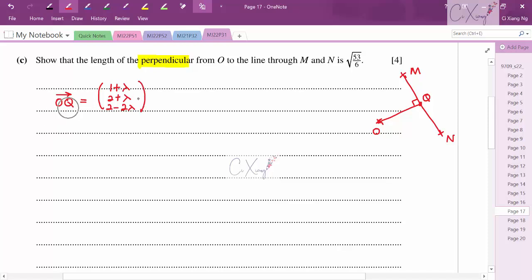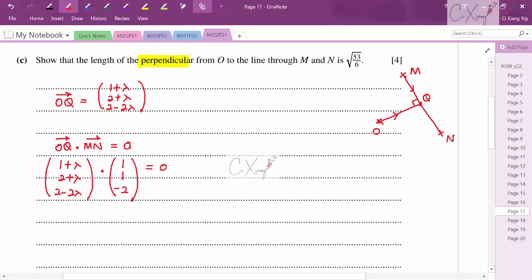To get the modulus of OQ, at first I need to know lambda. So how can we find lambda? From here, we know that the direction of OQ and MN are perpendicular to each other. So by using the result that OQ dot product with MN should be equal to 0, because they are perpendicular to each other. The position vector for OQ will be (1 + lambda, 2 + lambda, 2 - 2 lambda). The direction of MN, we already got in the first part just now, where it is (1, 1, -2). And we let it equal 0.